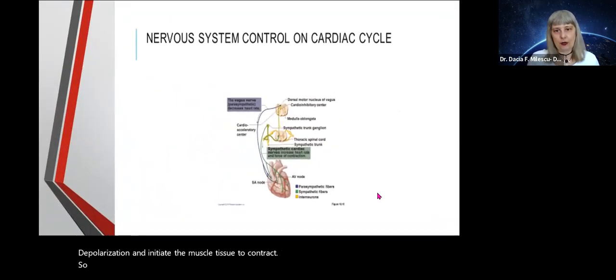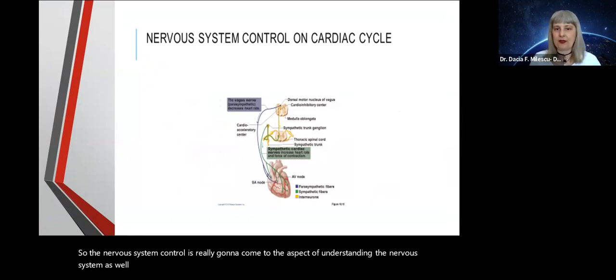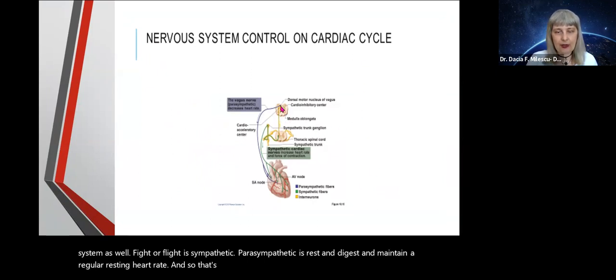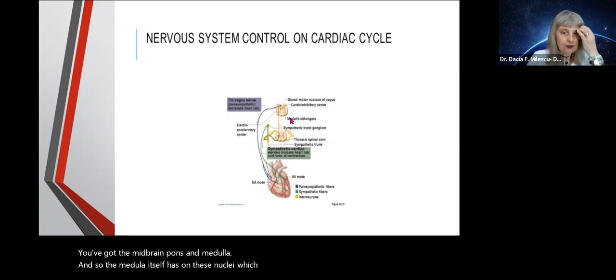So the nervous system control is really going to come to the aspect of understanding the nervous system as well. Fight or flight is sympathetic, parasympathetic is rest and digest and maintain a regular resting heart rate. And so that's coming from the medulla oblongata, which is the lower part of your brain. And you've got the midbrain, pons, and medulla. And so the medulla itself has these nuclei, which are clusters of neurons that control the heart rate.